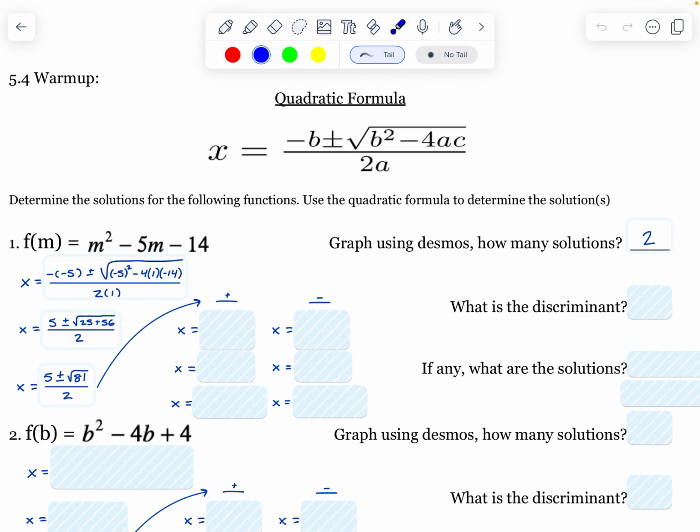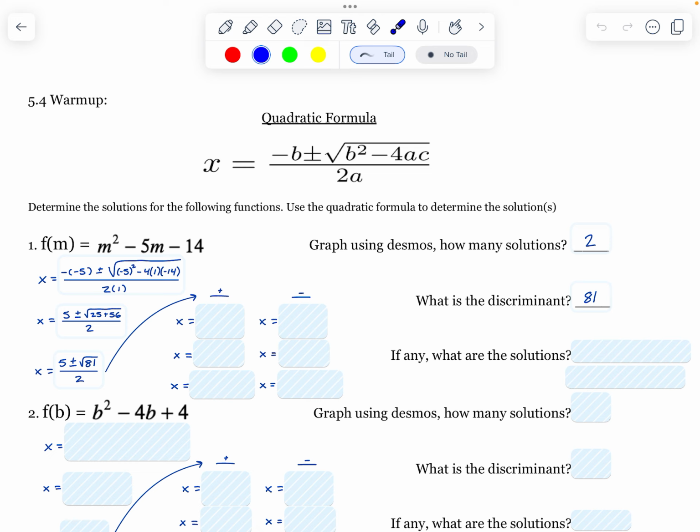Now that I've simplified all of that under the radical, I have my discriminant. Since my discriminant is greater than 0, that means I should have two solutions, which is exactly what I saw on my graph. Right, so what I just found for my discriminant matches. And now when we solve, we should know that we're getting two solutions.